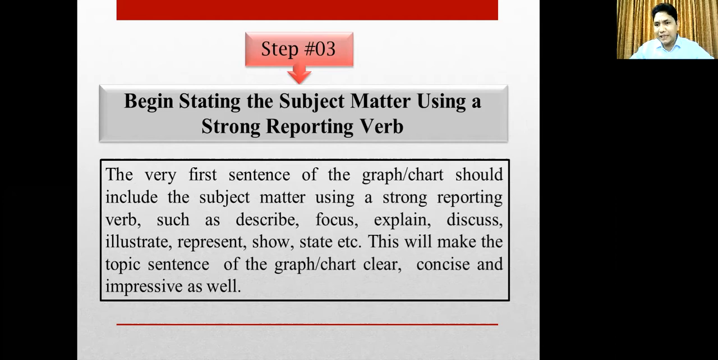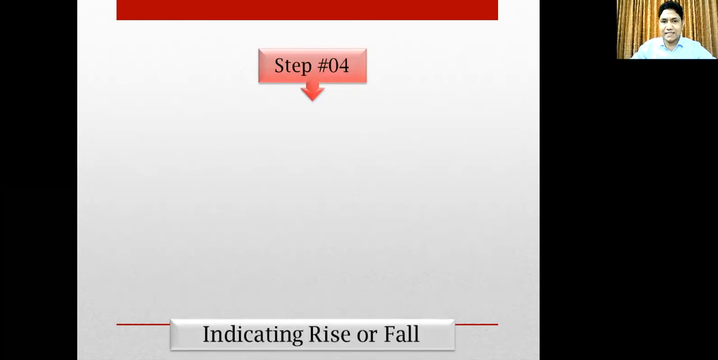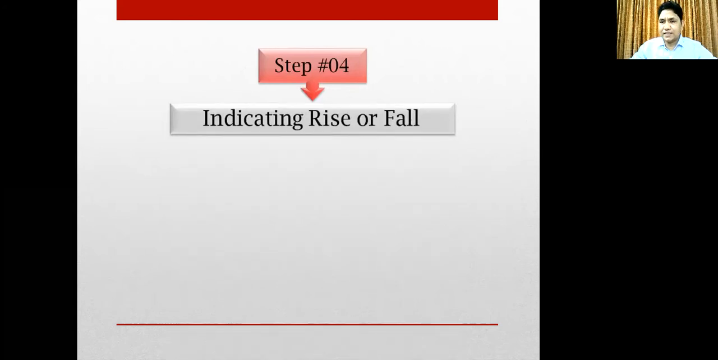So if you can impress the teacher from the very beginning, you will get good marks, no doubt. You know that there is a good deal in the first impression. So you have to impress the teacher at the very beginning. Okay, come to next step, that is step 4, that is indicating rise or fall.